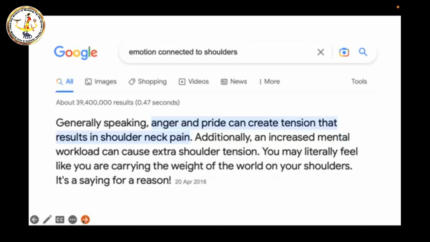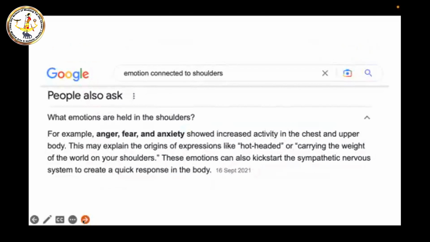So when you go into looking at what the emotions are in Google, they generally associate this to anger and pride. This can create tension that results in shoulder and neck pain. Additionally, an increase of mental workload can cause extra shoulder tension. You may literally feel like you're carrying the weight of the world. That's the reason why we have this saying here. But it's the anger and the pride as one of the emotions. Here we have another one: anger, fear, and anxiety.